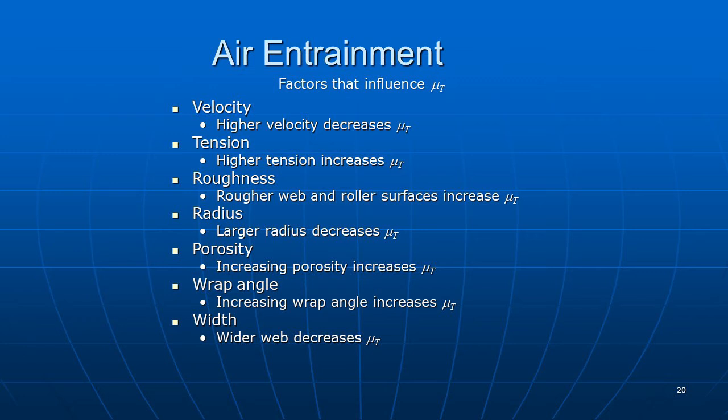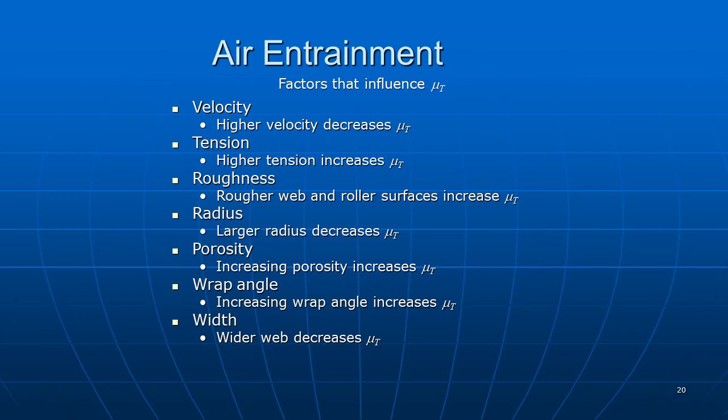Tension: higher tension increases the coefficient of traction. It applies more pressure between the web and the roller, squeezes the air out, compresses it more, makes more contact. But typically, as we want to run thinner and thinner films at lower and lower tensions, this is not going to be a solution that we can normally apply. And it does suggest that things may only get worse in the future.